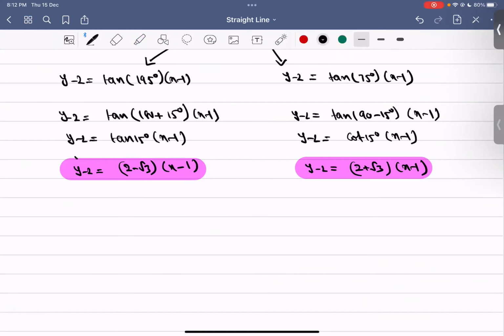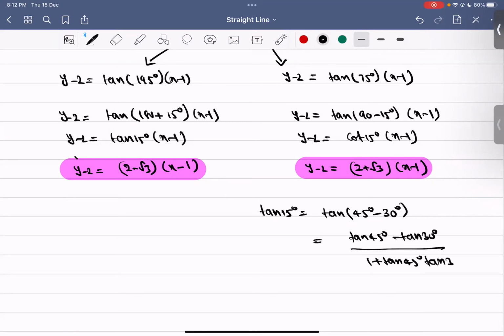Now, how is tan 15 degrees equal to 2 minus root 3? We will see. Tan 15 degrees is tan of (45 minus 30) degrees. In trigonometry, we have seen already the tan (A minus B) formula: tan A minus tan B by 1 plus tan A tan B.